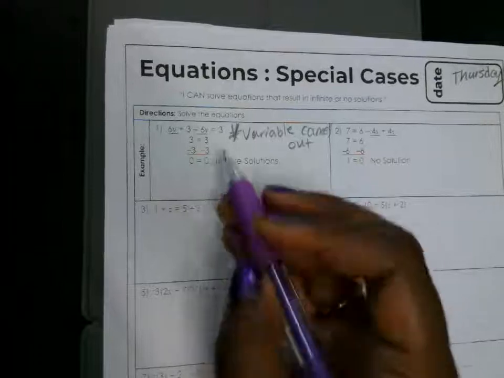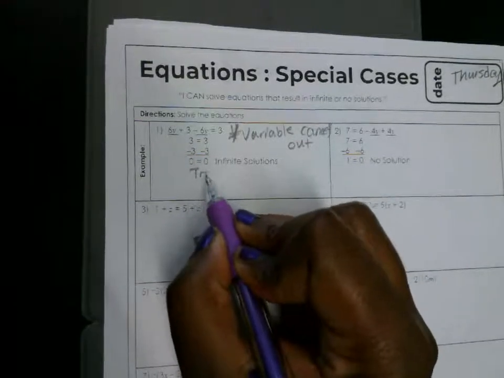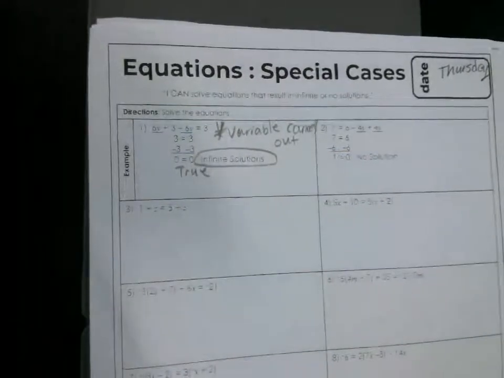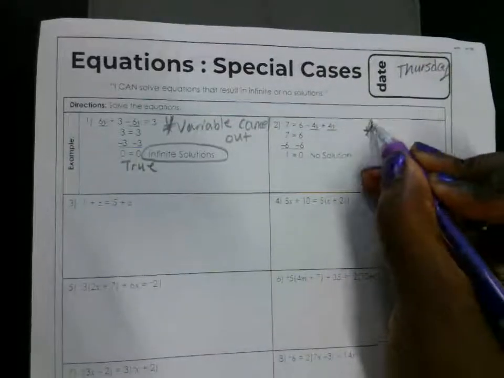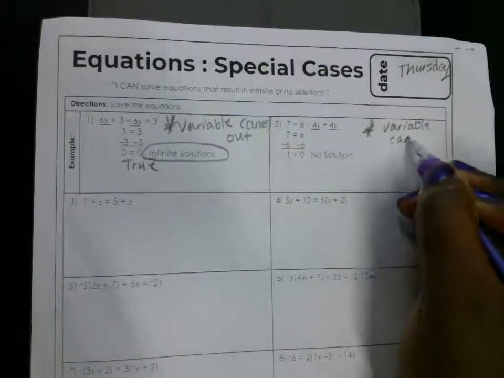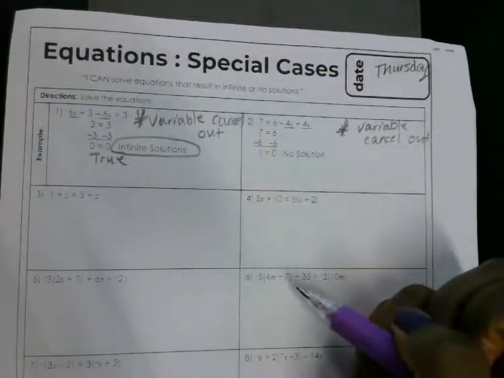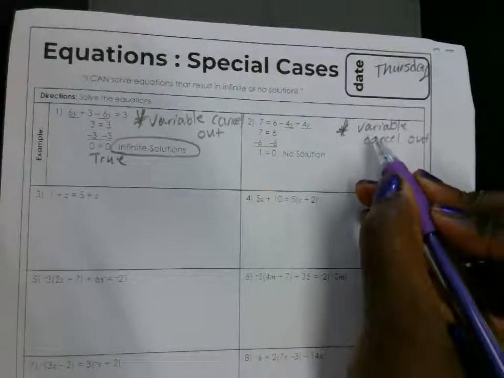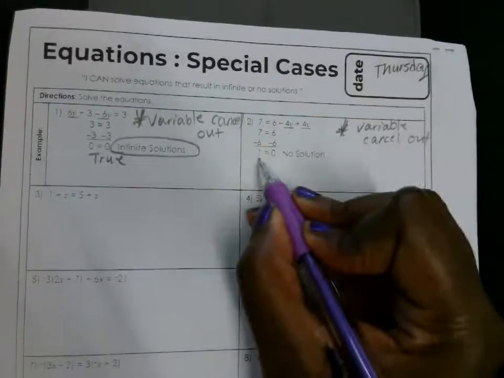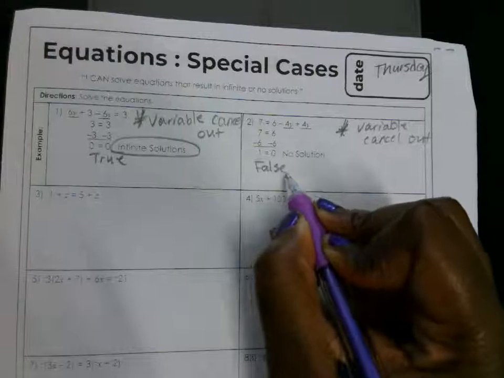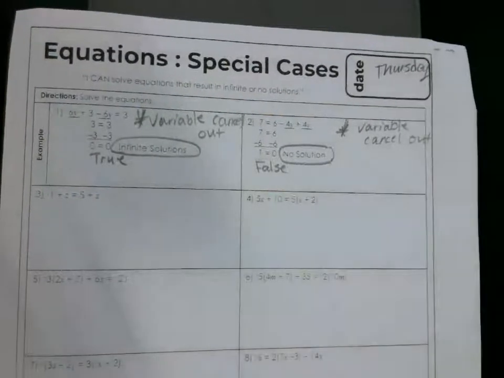If this sentence is true, then your answer is going to be infinitely many solutions. If the variables cancel out, and the sentence is not true, the numbers are not equal to each other, that means it's false, then the answer you're just going to write is no solution.